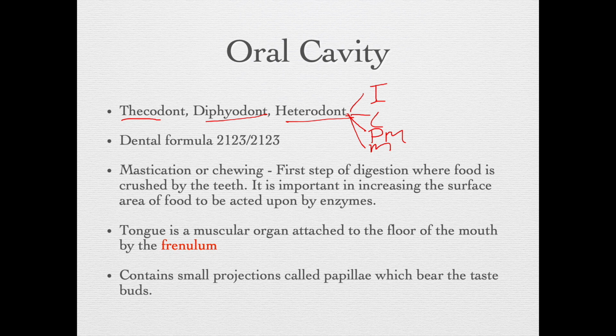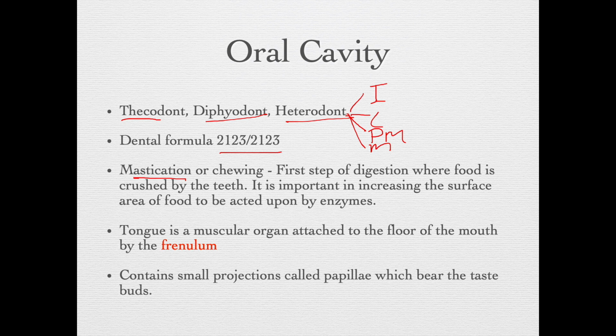There are 2 incisors, 1 canine, 2 premolars, and 3 molars in each quadrant of the mouth, and this gives the dental formula, which is 2123 by 2123. The teeth perform a very important function known as mastication or chewing, which is defined as the crushing of food. This also happens to be the first step in the process of digestion, wherein it helps increase the surface area of food to be acted upon by enzymes.